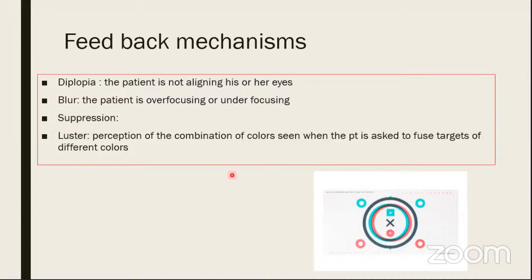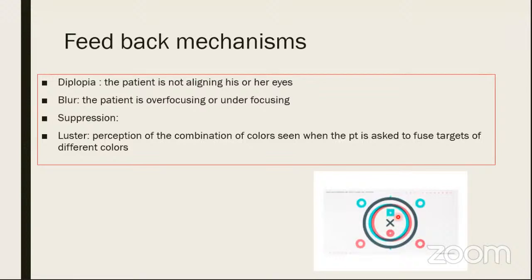Suppression means, if this is a tranaglyph, we do it by using red green glasses. If the patient only sees one part, either red or green, it signifies that both eyes are not working, only one eye is working. Okay. And luster, this luster aspect we discussed some in the sensory evaluation part. Perception of a combination of colors, when the patient is asked to fuse targets of different colors. So this is one of the feedback mechanisms.